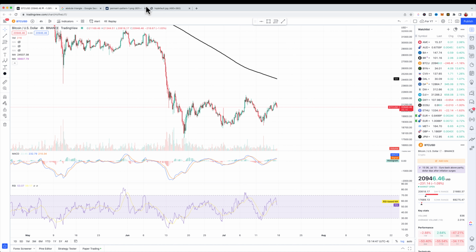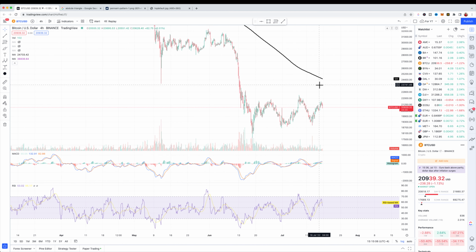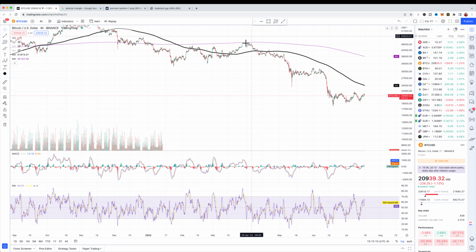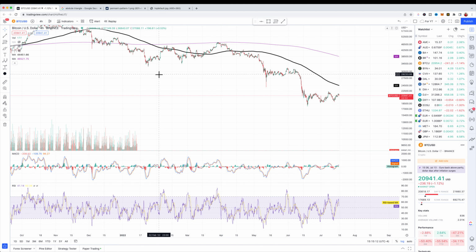Right now we're looking at Bitcoin, so let's jump right into it. As you can see, we are looking at the 4-hour time chart, and we have been in this downtrend for basically the month of June, I'd say. And this goes all the way back to last year in November. We've been on this downtrend for Bitcoin.